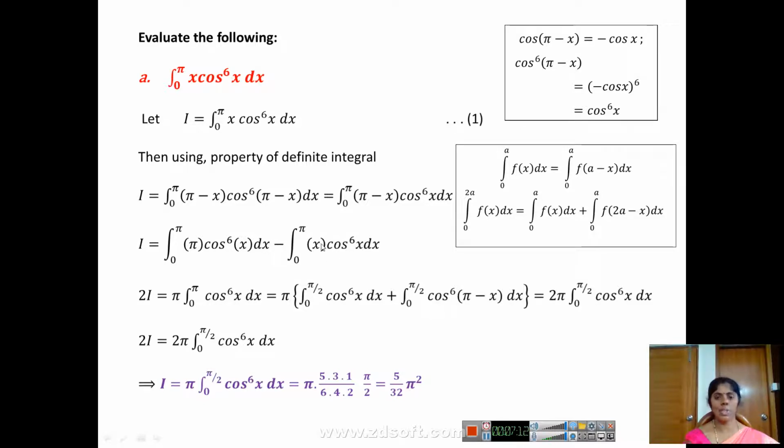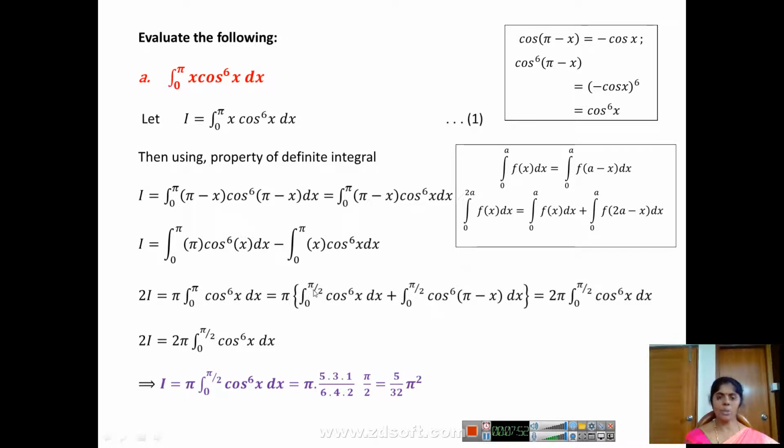So this I, if I send it to the LHS, becomes I plus I, which is equal to 2I. Since pi is a constant, we can take it out of the integral sign, so it is pi into the integral from 0 to pi of cos to the power 6 of x dx. Again we can use the property of definite integrals, that is, the integral from 0 to 2a of f of x dx equals the integral from 0 to a of f of x dx plus the integral from 0 to a of f of (2a minus x) dx. So we can use that one here.